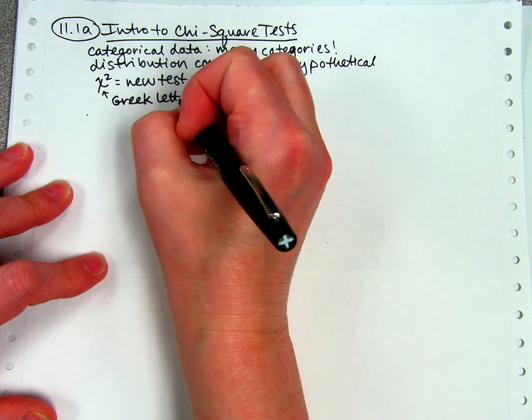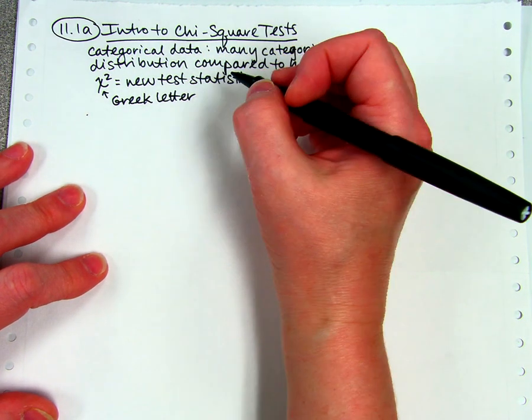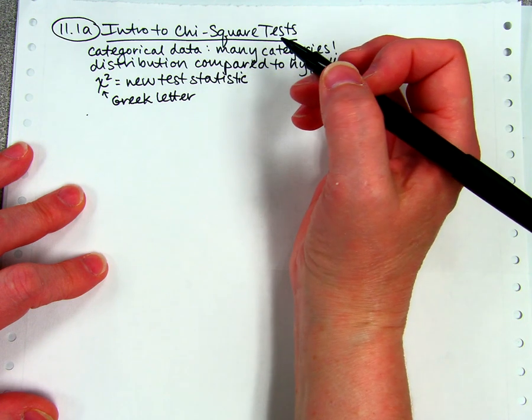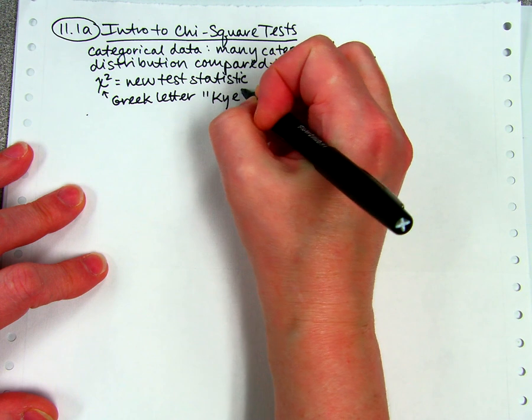Here's a silly joke for you. Some people like to pronounce it "chai," and if it was "chai," it would be a tea test, not a chi-square test. Do you get it? It's pronounced "kai," not "chai."